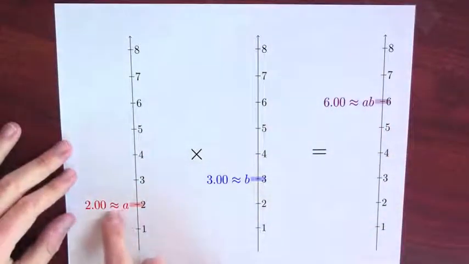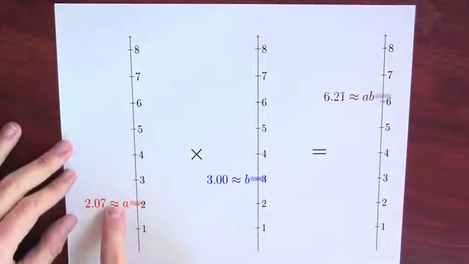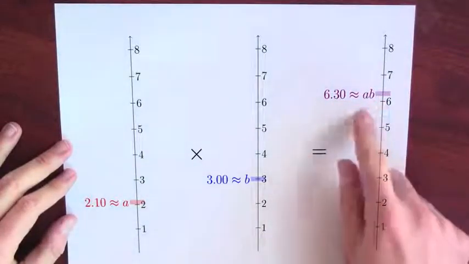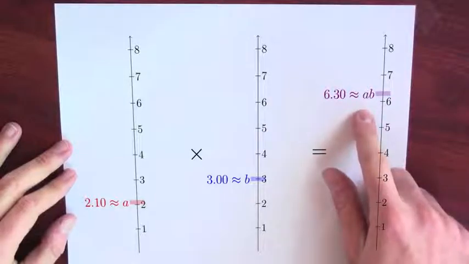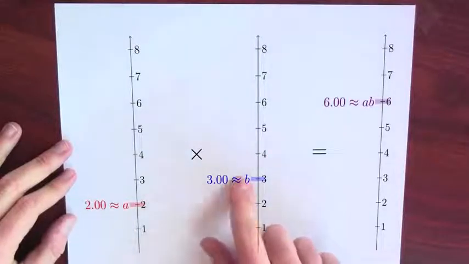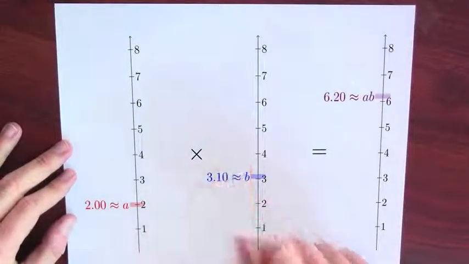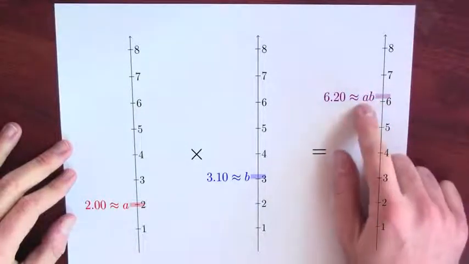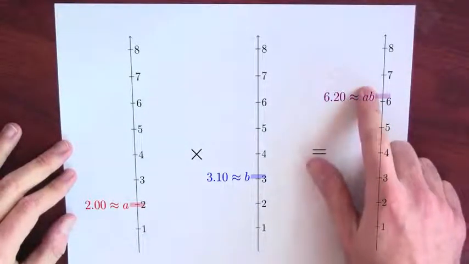So what if I take A and move it from 2 to 2.1? Well, that affects the output. The output is now 6.3. Conversely, what if I move that back down and I move B from 3 to 3.1? Well, that makes the output go from 6 to now 6.2.